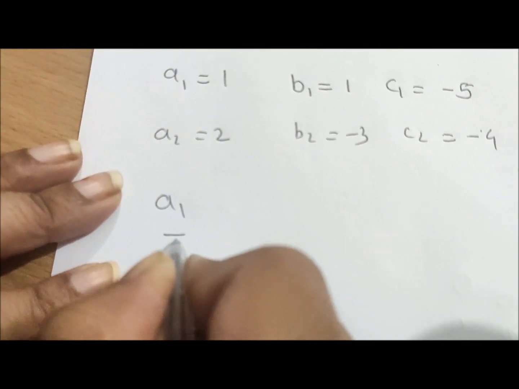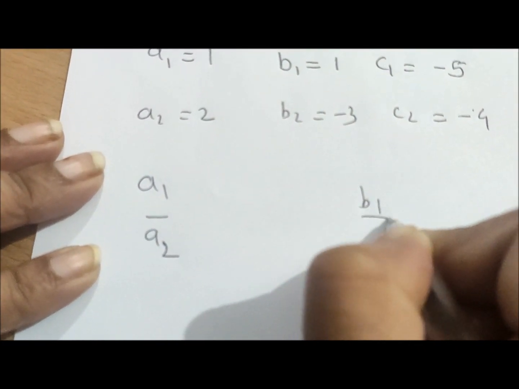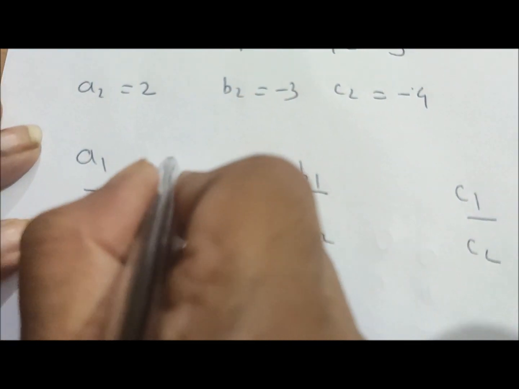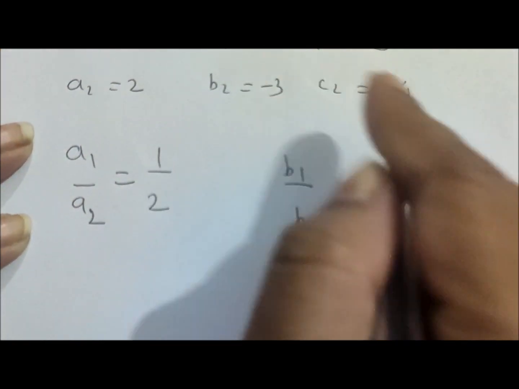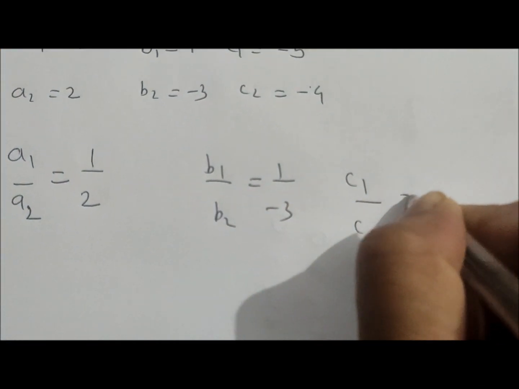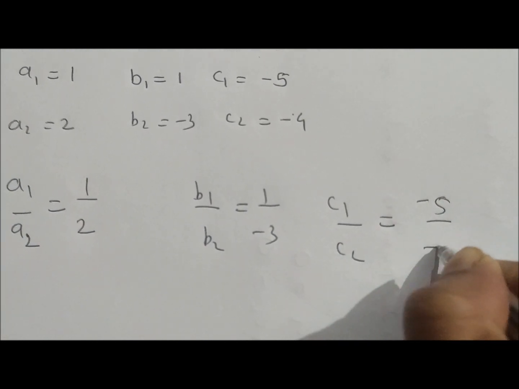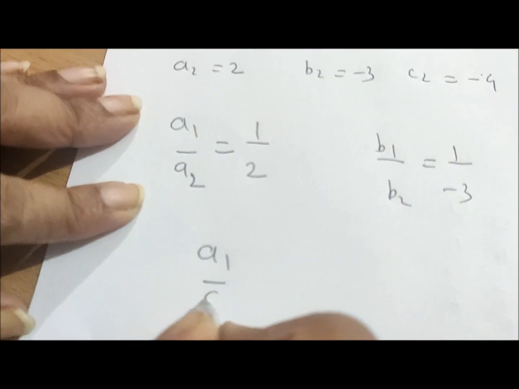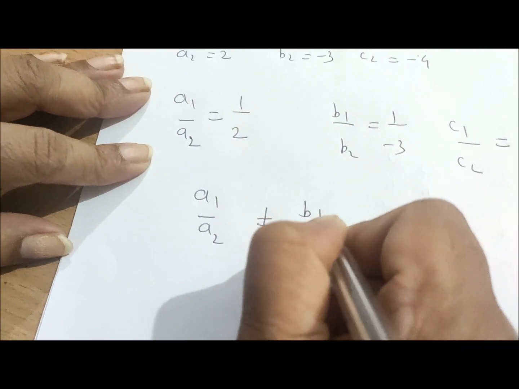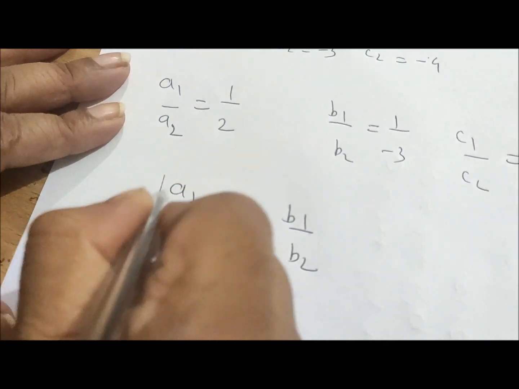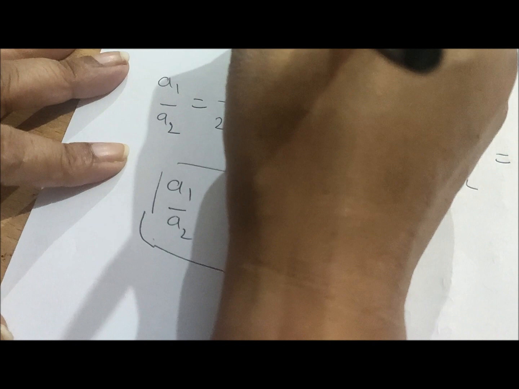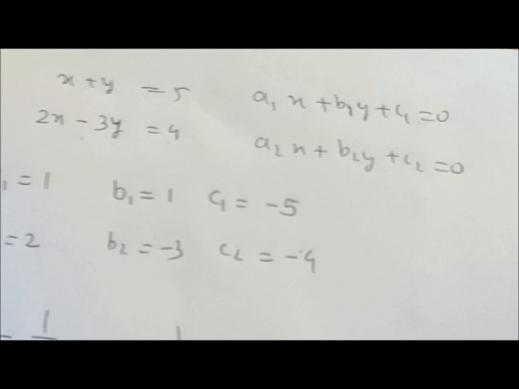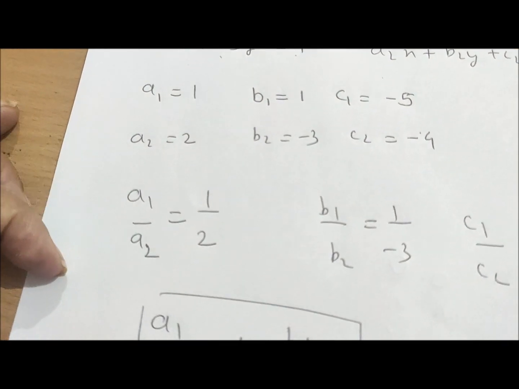Now to apply the condition, we will find out a1 upon a2, b1 upon b2 and c1 upon c2. What will be the value of a1 upon a2? a1 upon a2 is equal to 1 upon 2. b1 upon b2 is equal to 1 upon minus 3, and c1 upon c2 is equal to minus 5 upon minus 4, that is 5 upon 4. We can see that a1 upon a2 is not equal to b1 upon b2, and from this it is clear that these two equations are intersecting and have a unique solution. These two equations have a unique solution, which means there is only one solution of this equation.